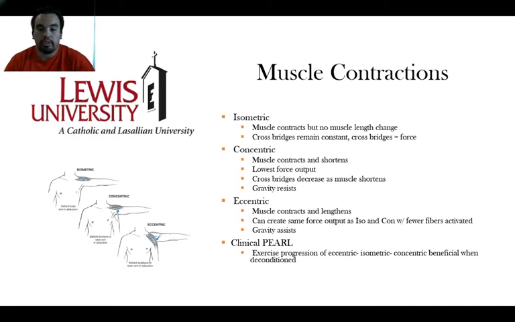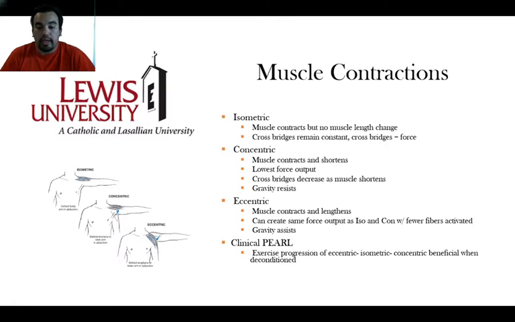The cross bridges decrease as the muscle shortens. Okay, and then we also have to resist gravity, so it's a very inefficient muscle contraction because you're going not only against whatever weight, but when you bend your arm, you also have to move against gravity. Okay, and that is why eccentric contractions are the most efficient and the most force output.